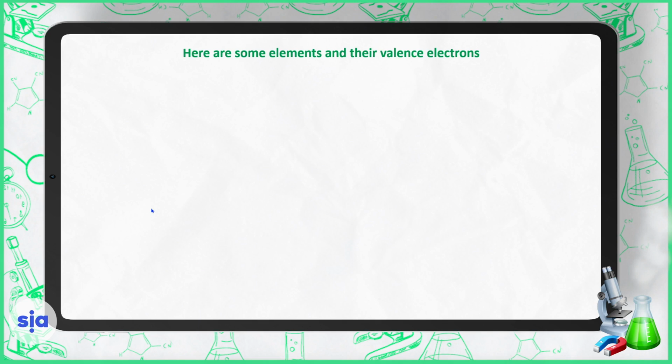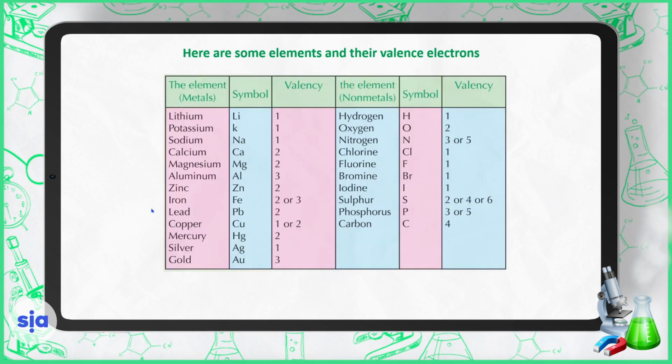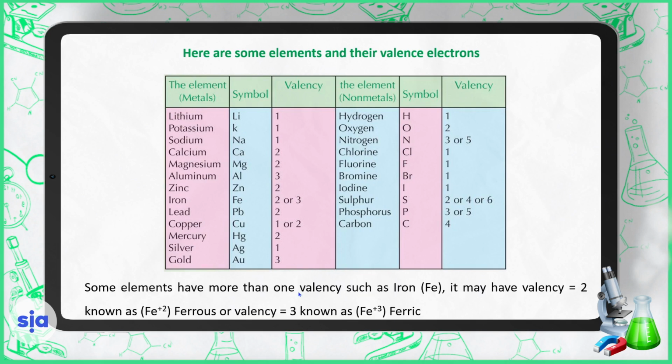Here are some elements and their valence electrons. This is a table summarizing some elements with their valency. But some elements have more than one valency, such as iron. Iron, for example, has more than one valency. Sometimes it has 2 valency, known as ferrous, and sometimes it has 3, and it's known as ferric.